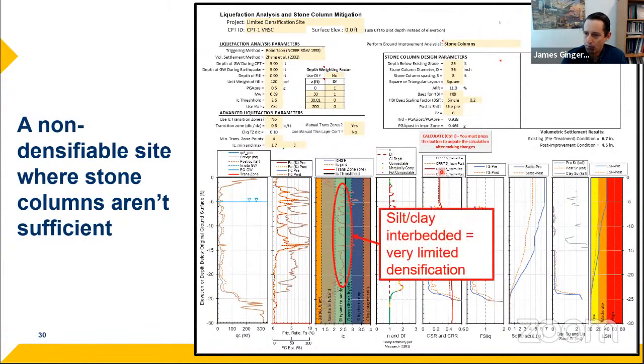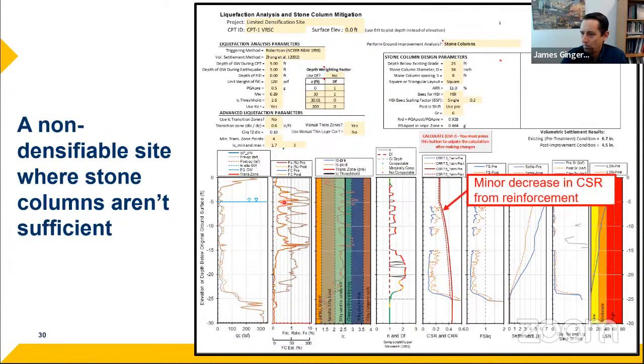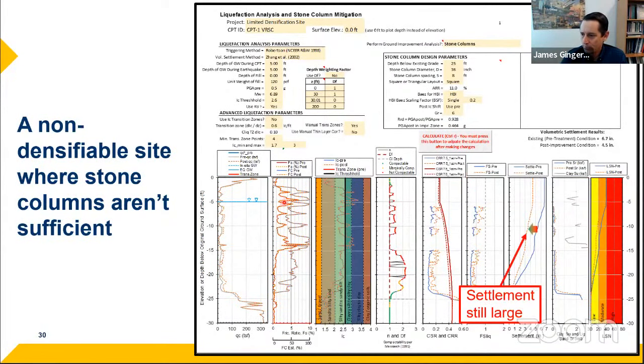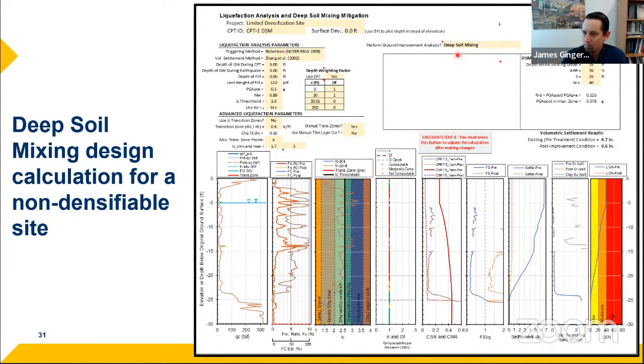So here's the site where stone columns are not a good choice, because you can see the I sub C is bouncing around in the silty range. So this is a site with a lot of silty material. There's very limited densification that occurs. There's only a minor decrease in the cyclic stress ratio. I still have large settlements, and the residual shear strength is still low. So I tried stone columns, but it's not very effective at this site.